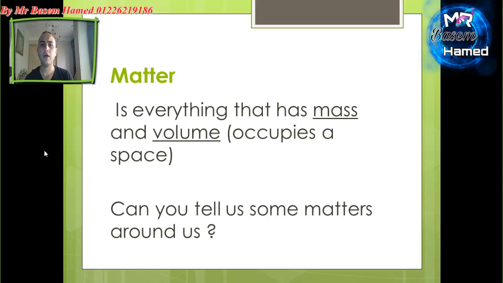So your pen is a matter, because it has mass and volume. It takes space in your pencil case. So what is the definition of matter? Matter is everything around us that has mass and volume. Can you tell us some matters around us? Think.